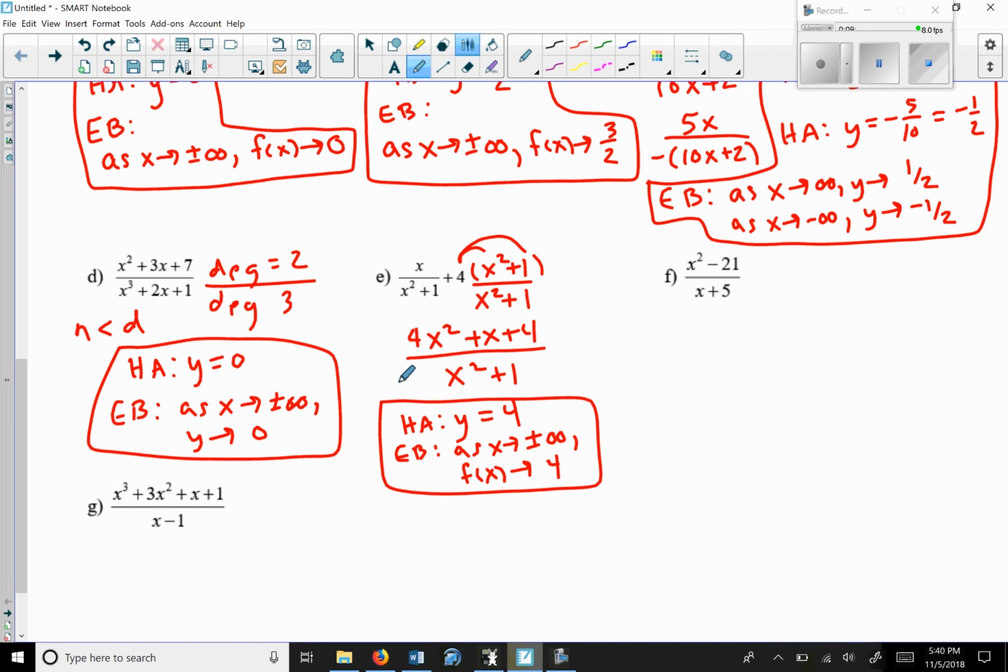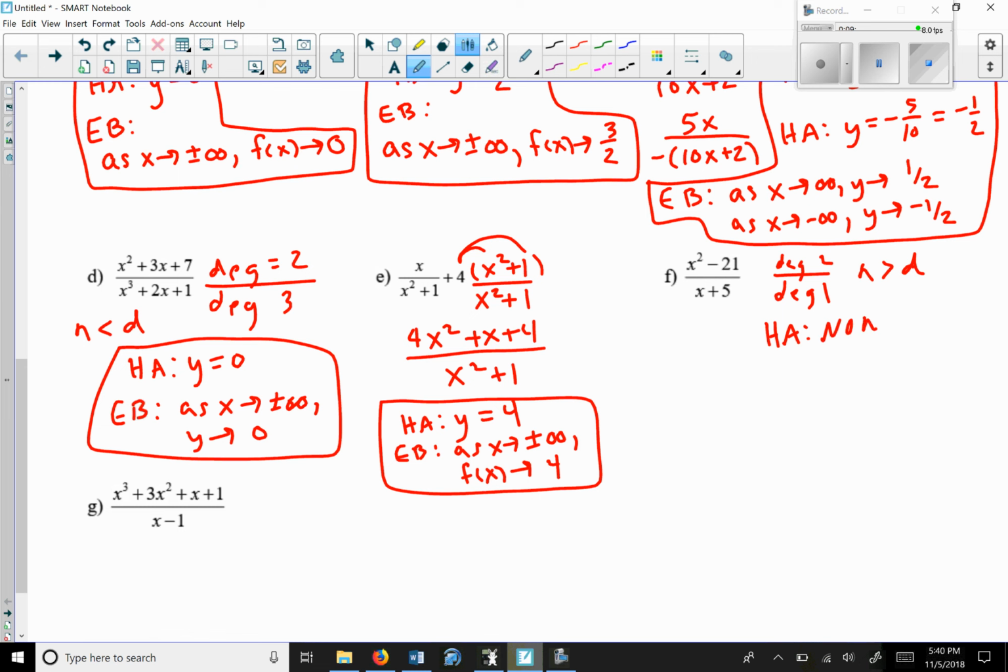And so looking at the next one, for this function, same thing. The degree of the numerator is 2 over degree 1. So now my numerator degree is bigger than my denominator degree. And so remember when we said that happens, for the horizontal asymptote, there is none.